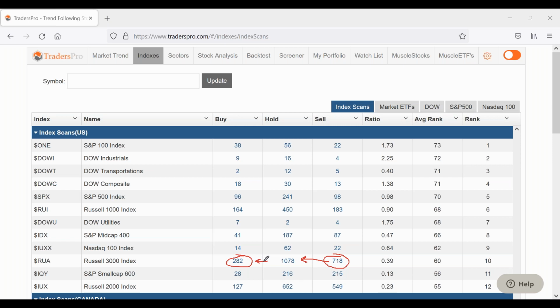Now, when you've been in a strong uptrend for a while and you pull back a little bit, what you'll see is there's not as many stocks going from hold to sell. Maybe a lot of stocks going from buy into the hold range. That typically happens when you're closer to a market top, and you get a little bit of a pullback in a market top.